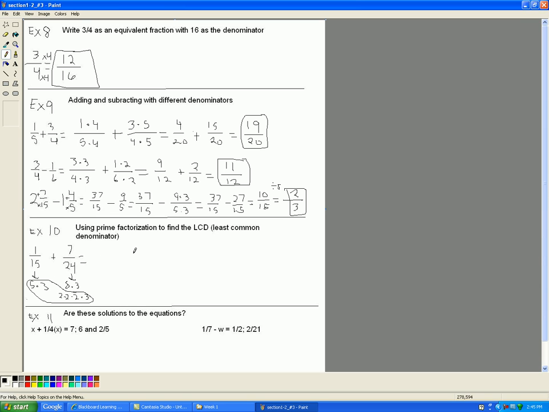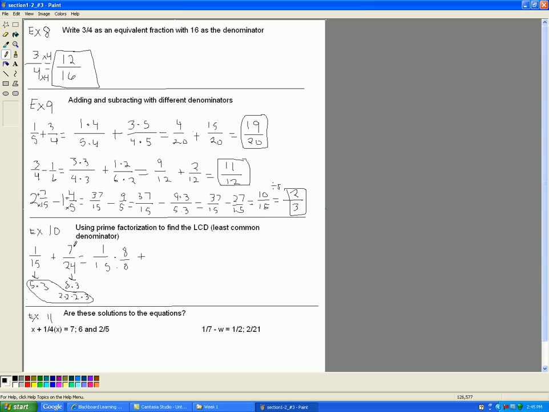Now to use the prime factorization to find the least common denominator, what we got to do is we got to say, okay, over here on the 1/15th, we see we are missing the 8, or the 2 times 2 times 2, because it shares a 3, but we're missing the 8 over here. So we got to multiply 1/15 times 8 on top and 8 on the bottom. And then we have a plus there.